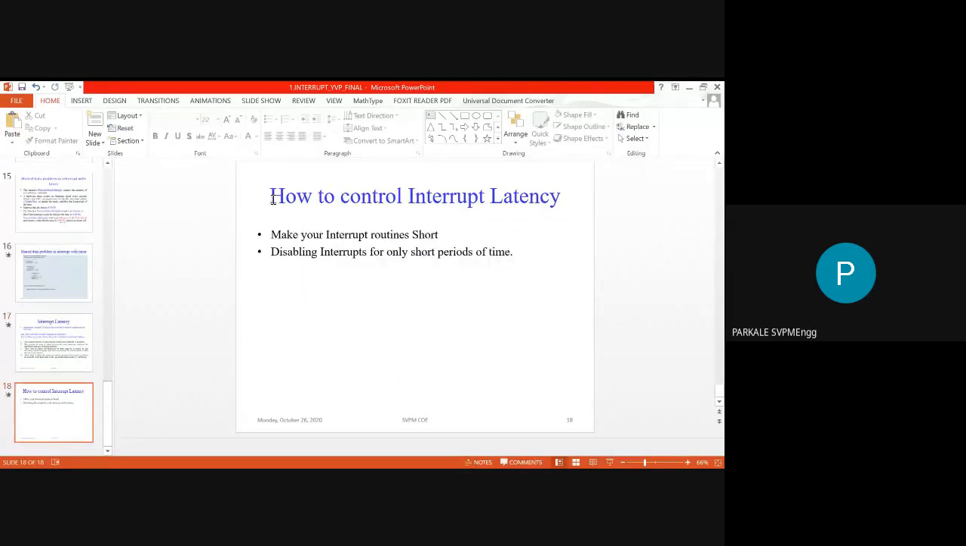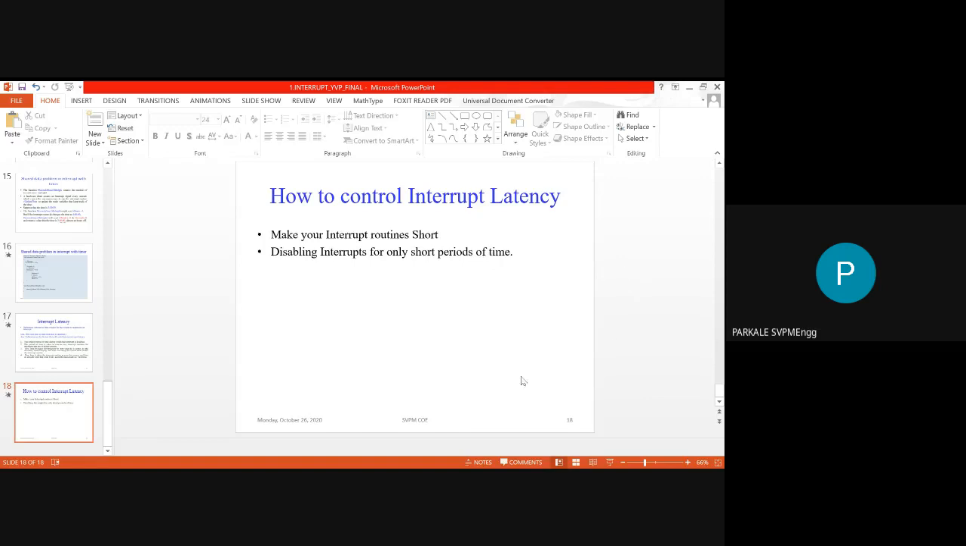To deal with this problem, we have two solutions. The first solution is to make your interrupt service routine short. As a standard case, your ISRs are always short, that means the code written in the ISR is very short. This is implemented everywhere in the industry. Another solution to deal with the interrupt latency problem is disabling the interrupts for only a short period of time.